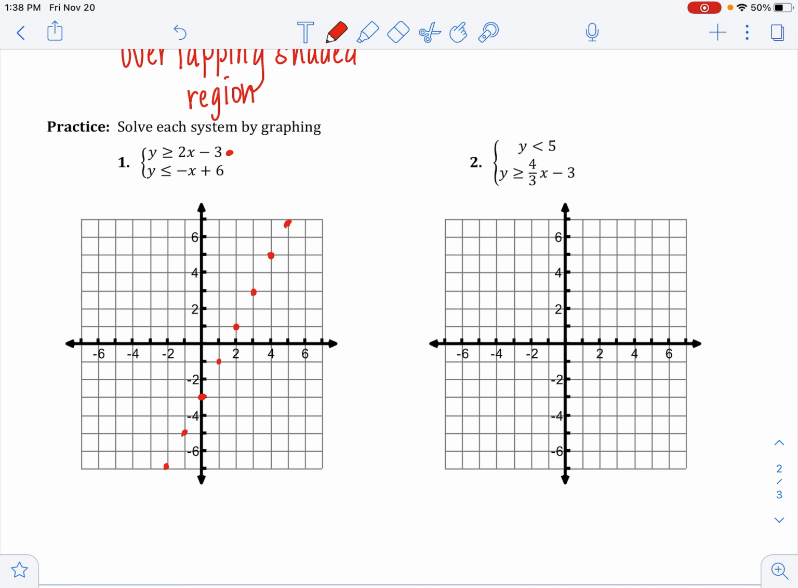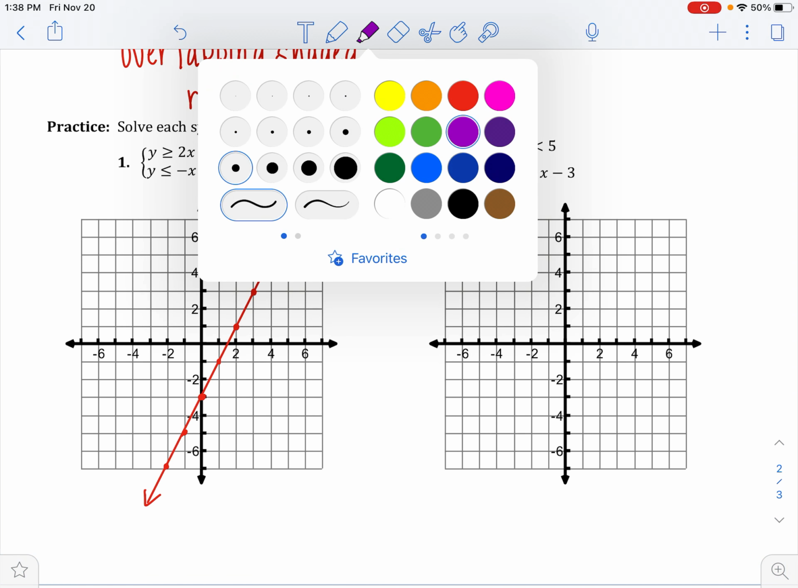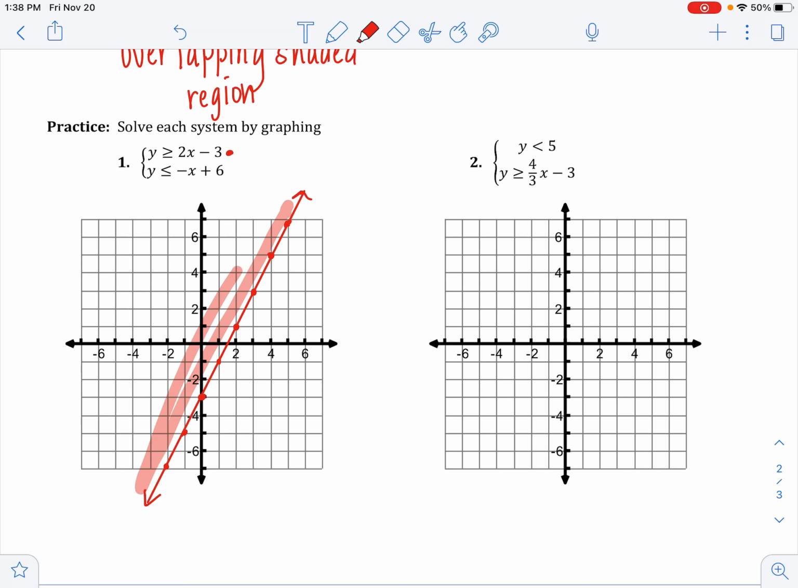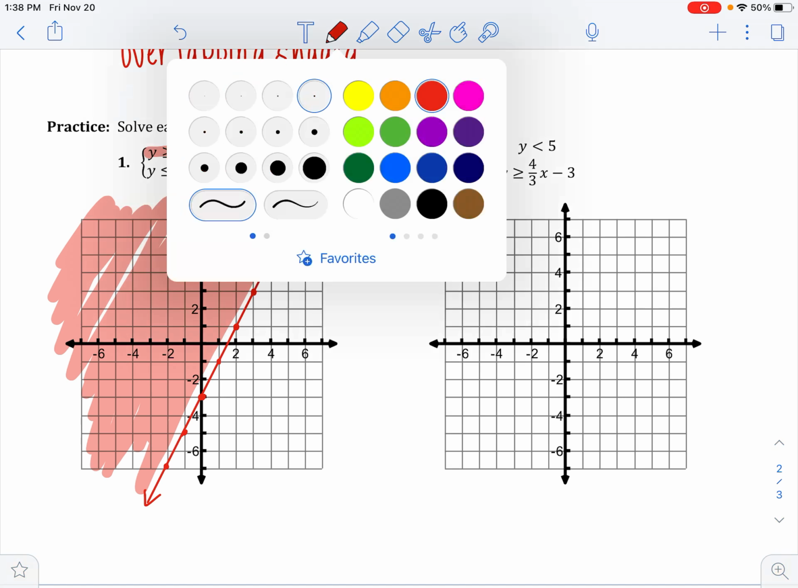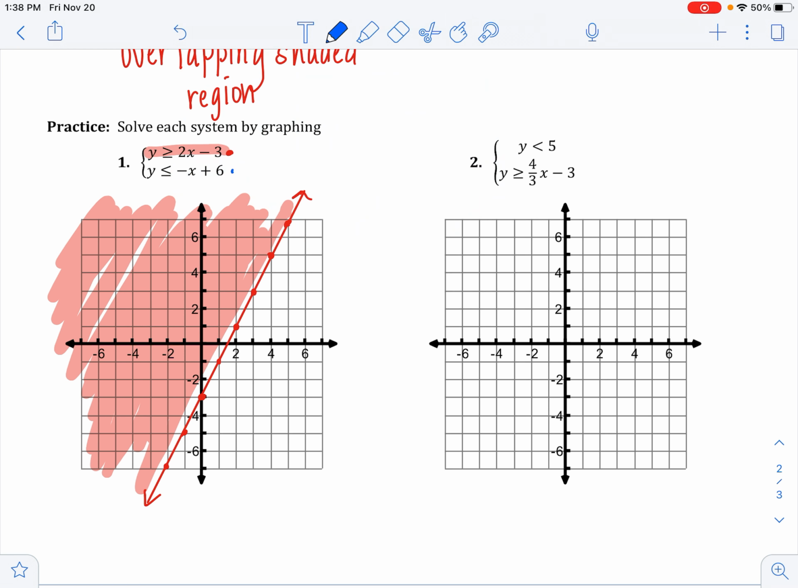Up 2 over 1, up 2 over 1. Down 2, left 1, down 2, left 1. This is greater than or equal to. So I'm going to include the points on the line. And then remember it was greater than or equal to. So I'm going to go above the line. So these values are my values. All those points so far. All right, so that's that.